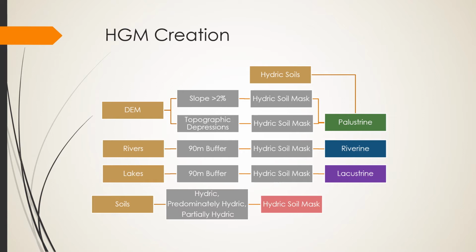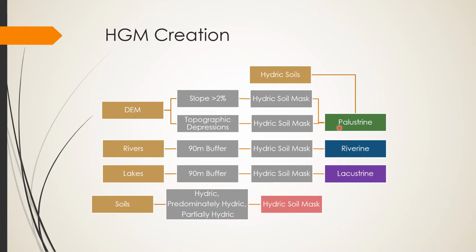So this is a very general model of what that process looked like to create the HGM. We took our soil data, and we took any soil that had a rating of either hydric, predominantly hydric, or partially hydric, and we created a hydric soil mask. We then took our rivers and lakes features, created a 90-meter buffer around them, and combined them with our hydric soil mask. So we only got areas that were within 90 meters of either a river or lake and that had a hydric soil rating, and those became our lacustrine and riverine classes.